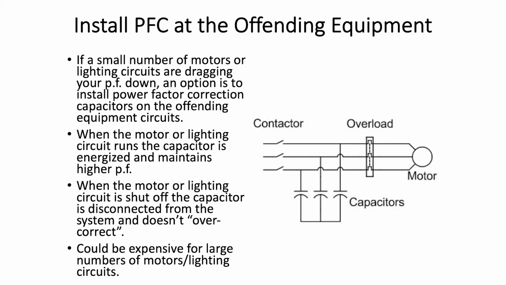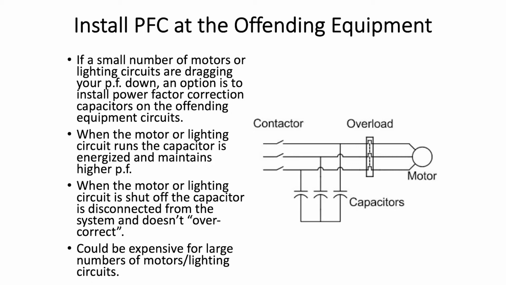Then the question becomes, do I install my correction at the offending equipment or do I put it at my main service? And again, back to what I talked about earlier, if I'm going to put it at the offending equipment, I might want to do that for 3 or 4 things in my plant that are the big offenders. And now it makes sense because when the motor goes off, the capacitors are disconnected, they're not overcorrecting. And when the motor comes on, the capacitors are energized and they're correcting. So that works really well to match my needs.